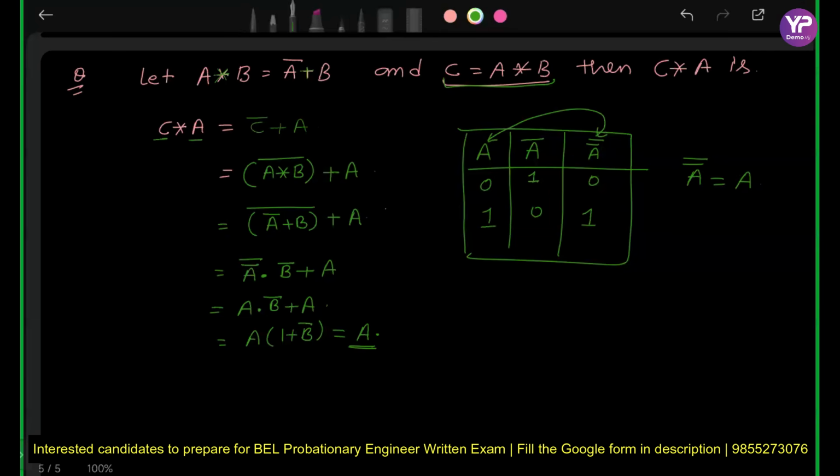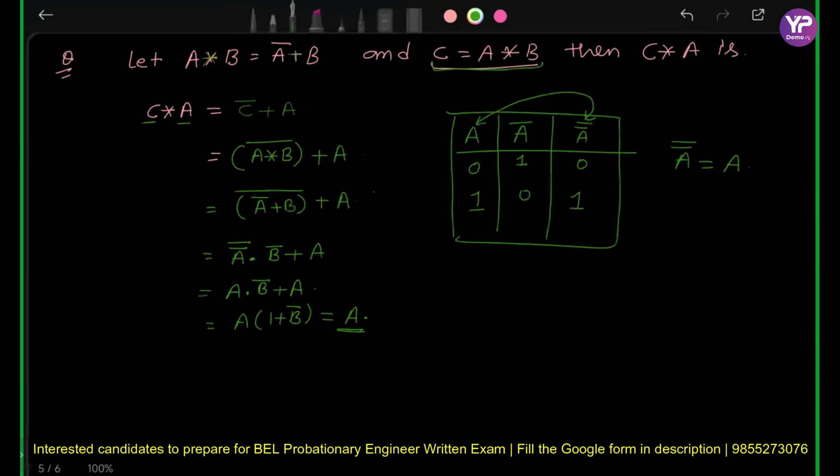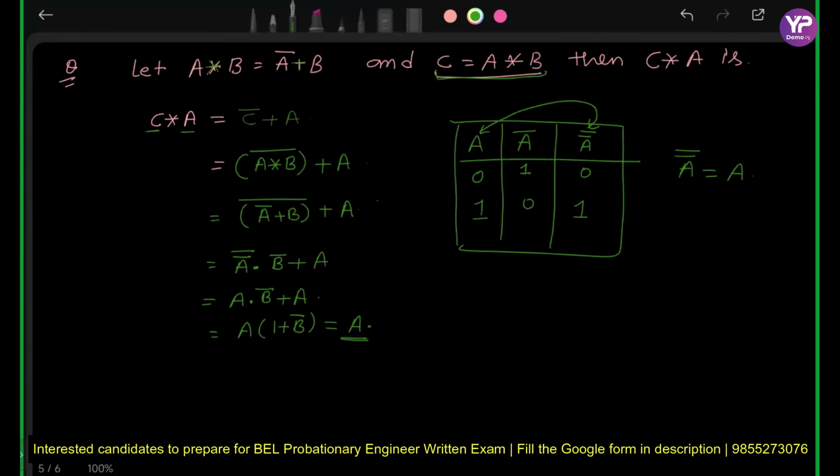Okay, sir. Sir, in the third step I have some doubt. In the second step, A star B whole bar is there. How is it converted into A bar plus B whole bar? I'm directly putting that value from the first expression which is given in the question. Okay, sir. I'm not able to understand this problem. What is the problem? What are you not understanding? How does C star A become C bar plus A, sir?